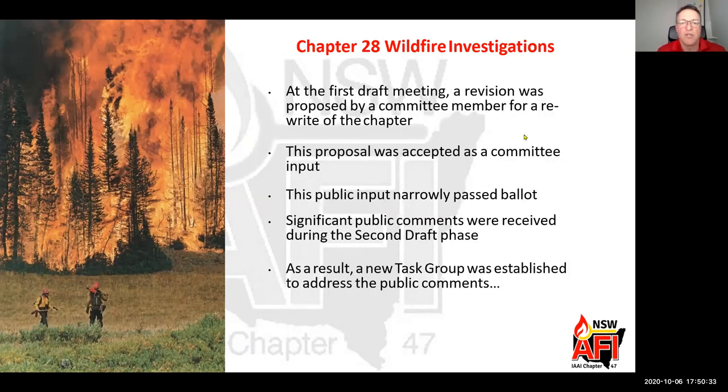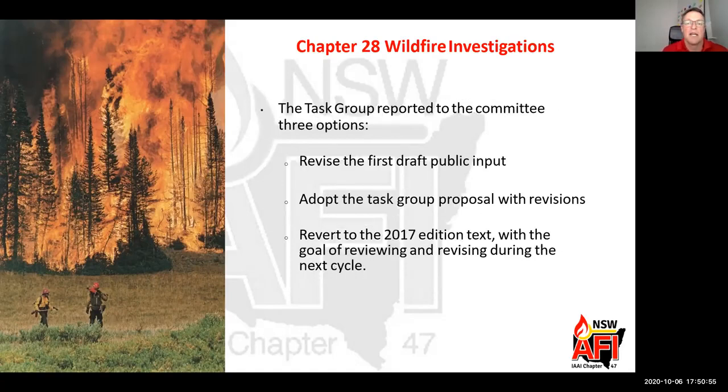First draft revision was proposed by a committee member for a rewrite of the chapter. This proposal was accepted by the committee. This public input narrowly passed the ballot. So the committee was split almost. Significant public comments were received during the second draft phase. As a result, a new task group was established to address those public comments.